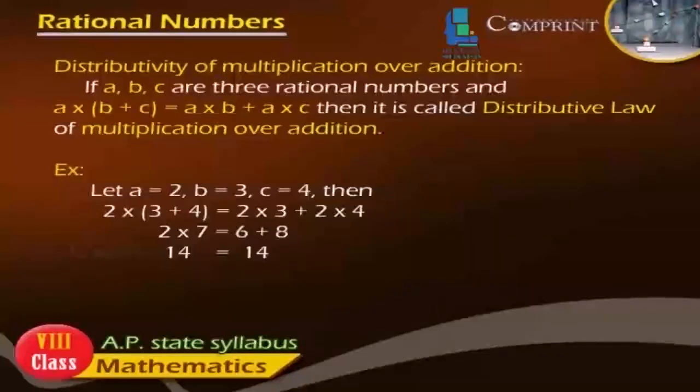Distributivity of multiplication over addition. If a, b, c are three rational numbers and a × (b + c) is equal to a × b + a × c, then it is called the distributive law of multiplication over addition. Example, let a equal to 2, b equal to 3, c equal to 4. Then 2 × (3 + 4) is equal to 2 × 3 + 2 × 4. 2 × 7 is equal to 6 + 8. 14 is equal to 14.